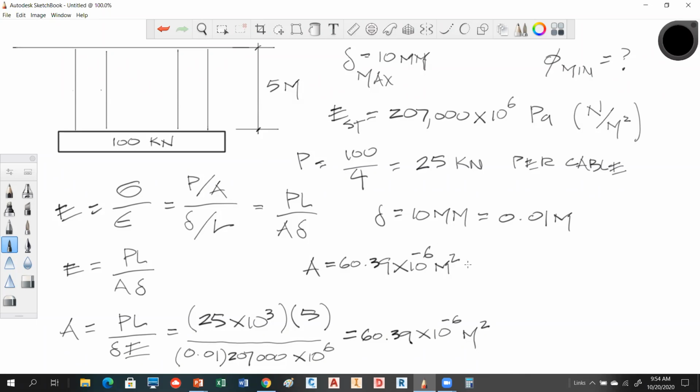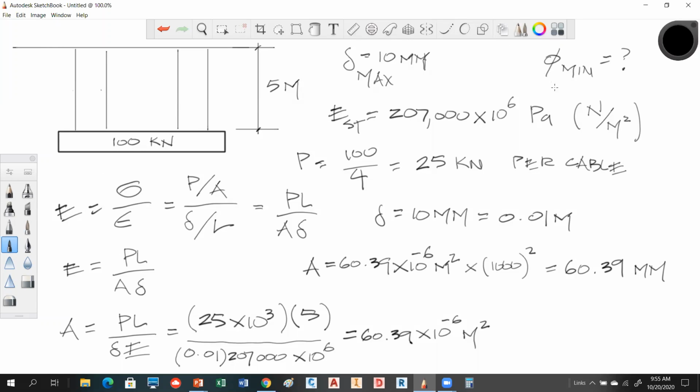But when you're talking about area, you have to square that number. So we've got that times 1,000 squared. What that does is gives us 60.39 millimeters squared. So that is the area of that rod. Okay, that's the area of the rod.